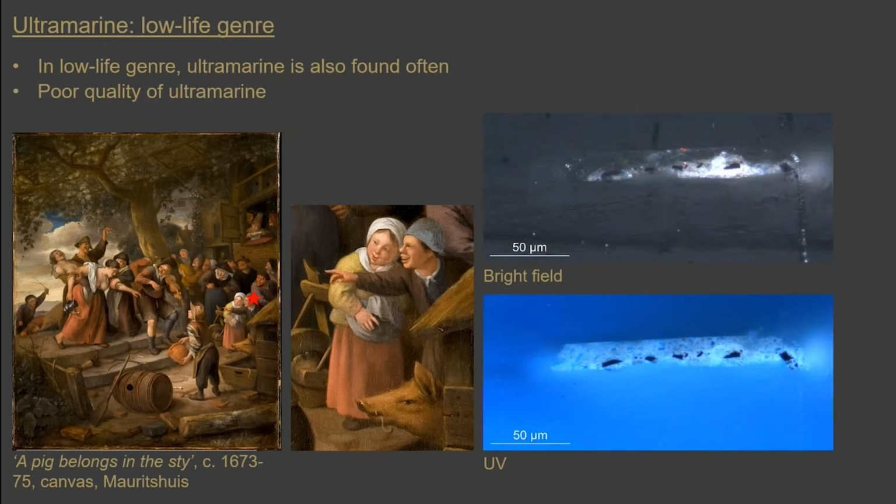However, we also frequently found ultramarine in low life genre paintings, like this one, A Pig Belongs in the Sty, from the collection of the Mauritshuis. Here, the blue cap of the little boy is painted with low quality ultramarine, consisting of very small blue particles of lazurite and many accessory minerals. This lower quality of ultramarine is also known as ultramarine ash.